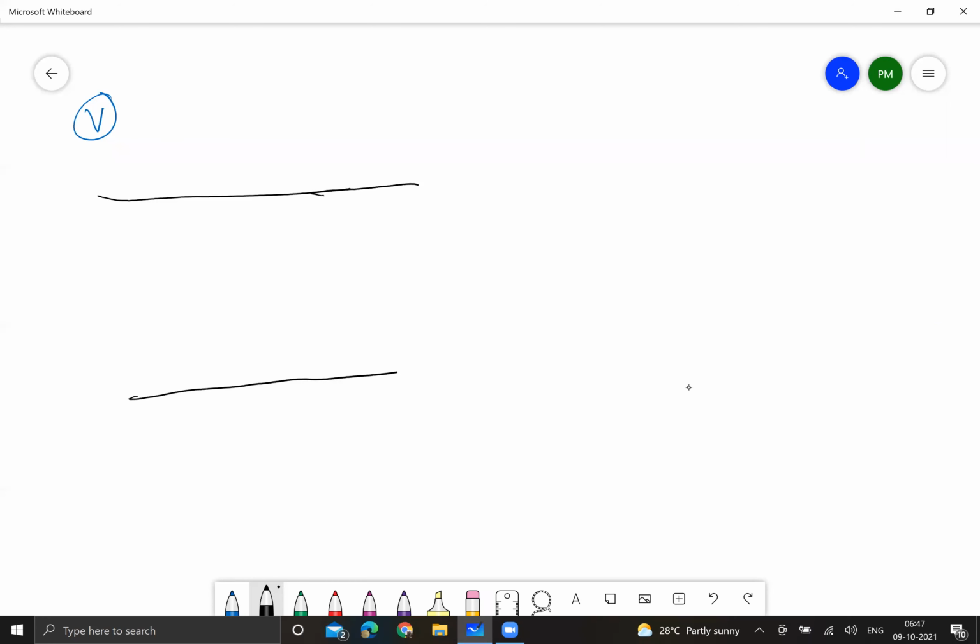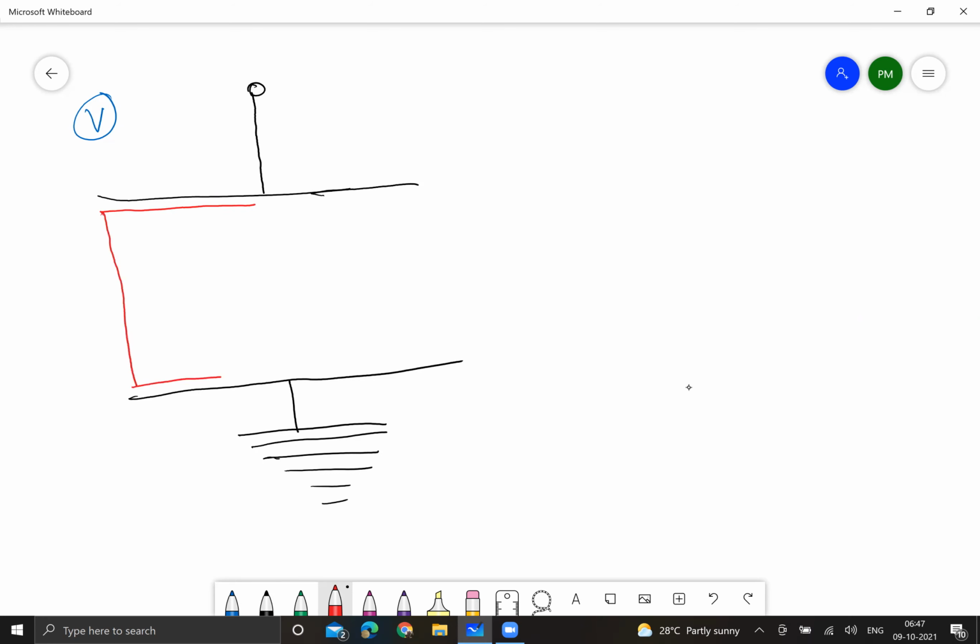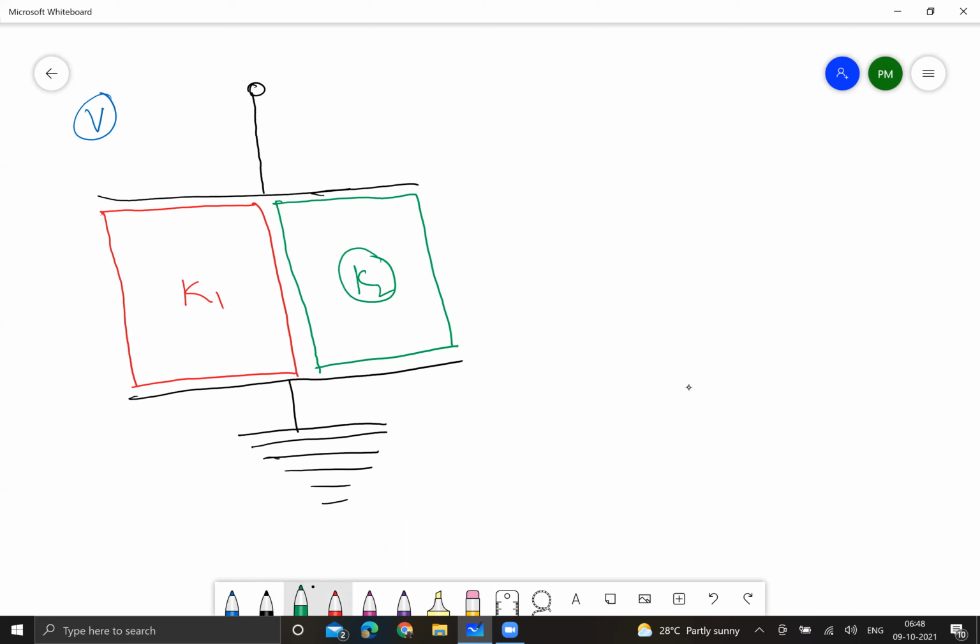This is the given air capacitor with the capacitance C naught, and the space in between the plates is filled with two dielectrics, each of dielectric constant K1 and K2, such that each is filling half of the plate separation. Like this.